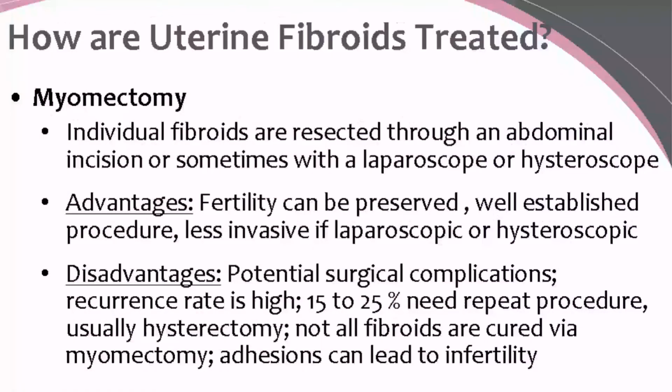So first, a myomectomy. A myomectomy is a surgical procedure that's done by the gynecologist. The surgeon will either go in through a hysteroscope through the vagina or through a laparoscope through the abdomen and physically cut out the fibroids.